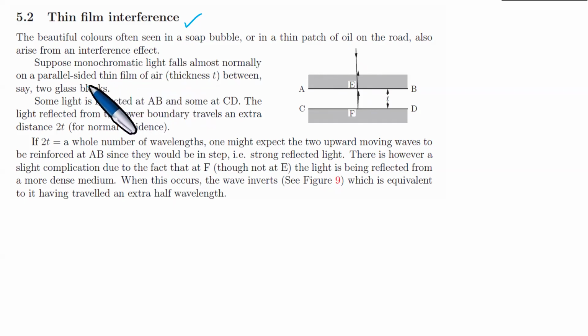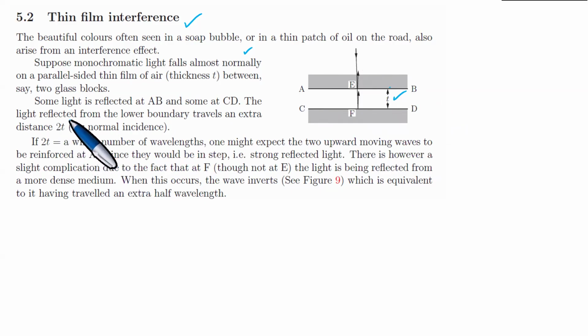Suppose monochromatic light falls almost normally on a parallel-sided thin film of air, thickness T, between, say, two glass blocks. Some light is reflected at AB, and some at CD. Some of the light is going to be reflected at AB, but some of it is going to be reflected at CD.